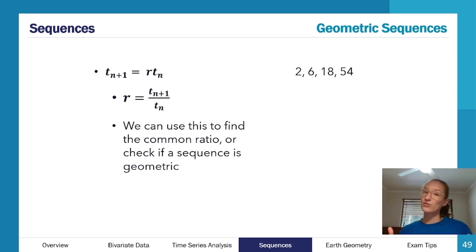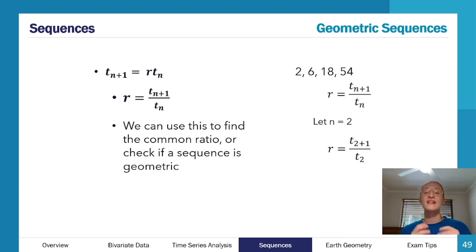Is it geometric? Well, we can check that, but I can already see it's not arithmetic because I'm not adding a consistent number each time. So let's check it using our formula. Like the example I gave before, I'm going to say let n equal 2. By substituting every time we see an n in our formula with 2, we can see that r is equal to T3 divided by T2.